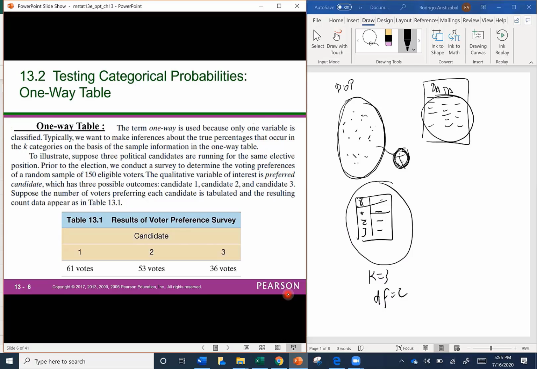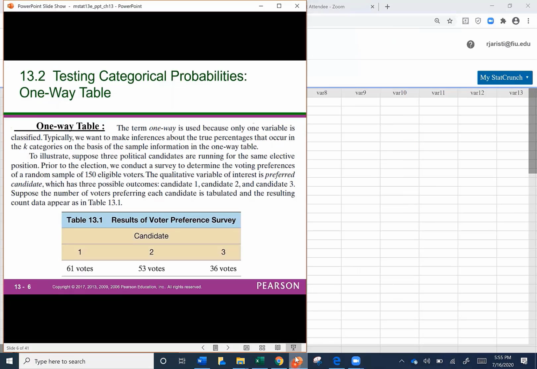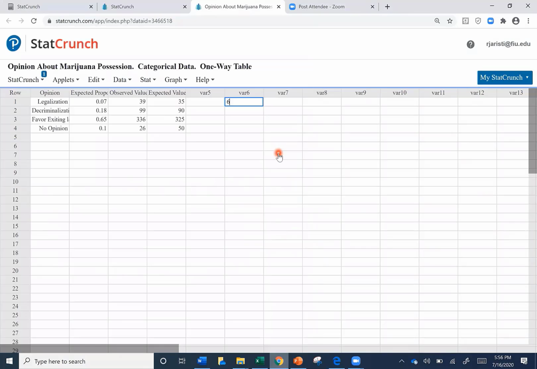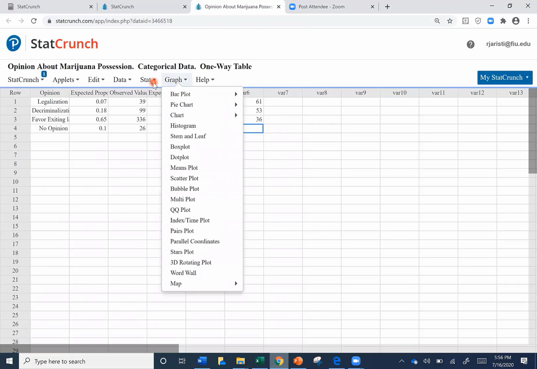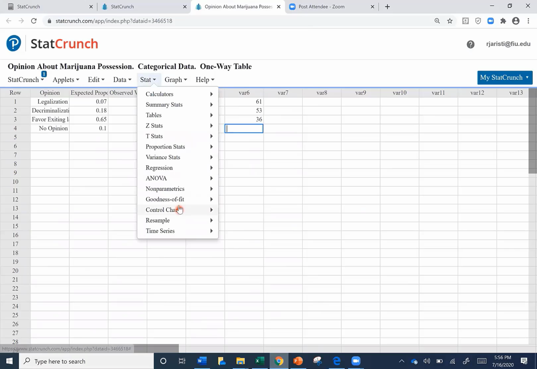Let's go again to StatCrunch. In StatCrunch we have 61, 53, and 36. Let's verify it. Actually, there is a significant difference between these values statistically. Then how can we do that? Let's go to Stat, and again, goodness of fit and chi-square.